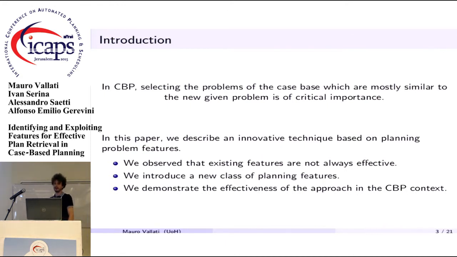And what are we doing in this paper? We are basically describing an innovative technique which is based on planning features. And in particular, we observe that the existing largest set of features is not always effective. Therefore, we introduce a new class of planning features and we demonstrate their effectiveness.